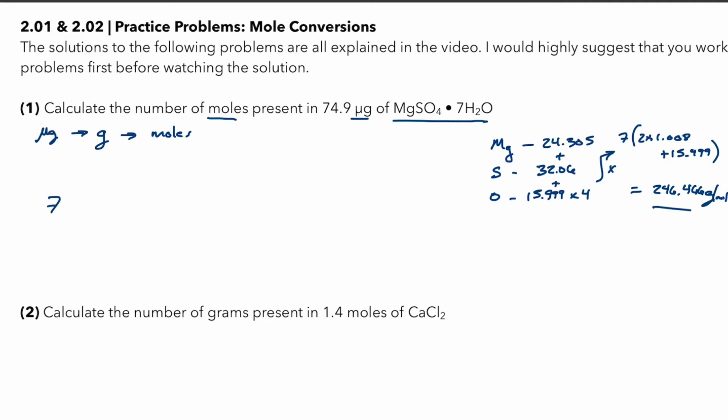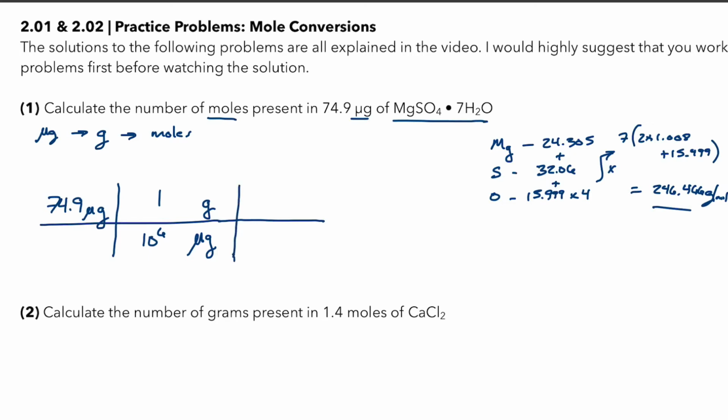So if I look at 74.9 micrograms, my first train track is going to be converting from micrograms to grams. Want, have, conversion 1 over 10 to the 6th, 1,000,000. My second conversion, now remember, of course, you can do these in 2 steps if you'd like. My second conversion then is going to be moles over a gram. And I know that 1 mole has what we calculated, 246.466. Awesome.